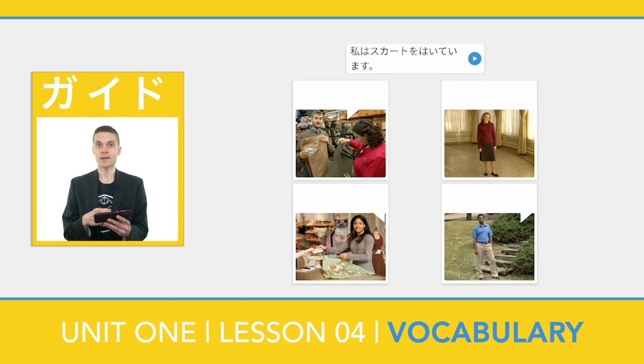Now in this image we have skato wo haitemasu. Now haitemasu just simply means to be wearing. And there's different words for wearing, which we will get into in this section here, but haitemasu is to be wearing anything that's basically like pulled up, like a shoe is pulled on, haitemasu. Socks, haitemasu. Skato, haitemasu.